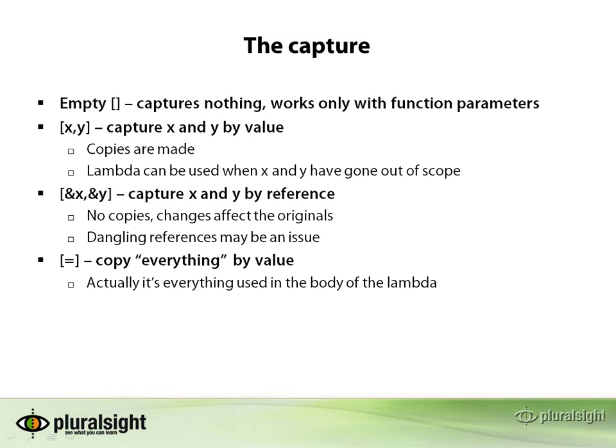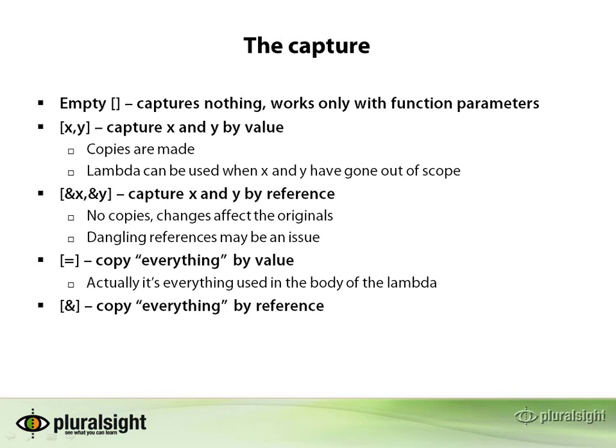There may be 10 or 15 other variables in local scope that won't get added as member variables into your anonymous function object. Similarly, I can capture so-called everything by reference, again, only the things that are actually used in the body of the lambda. And you can mix and match, capturing x by value and everything else by reference, for example.